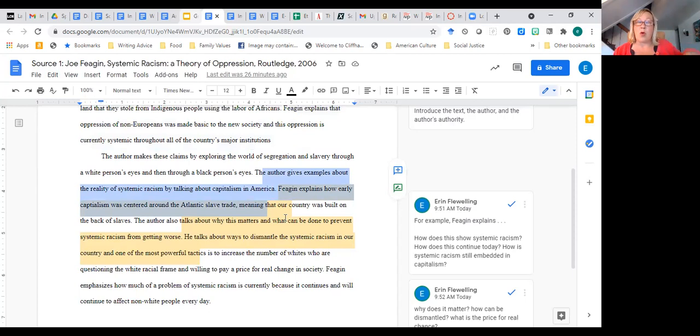So for us as readers, we need to know, how is capitalism connected to the slave trade today? How was the country built on the back of slaves? Why does that matter today? What can be done to prevent systemic racism from getting worse? There's nothing about how systemic racism exists in the US today. He talks about ways to dismantle racism in the country.